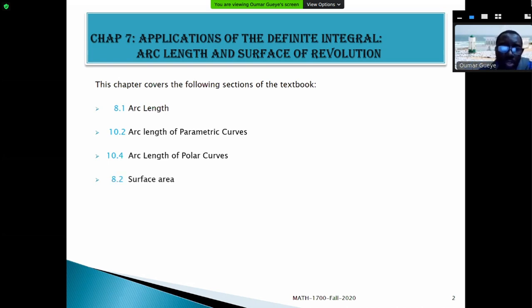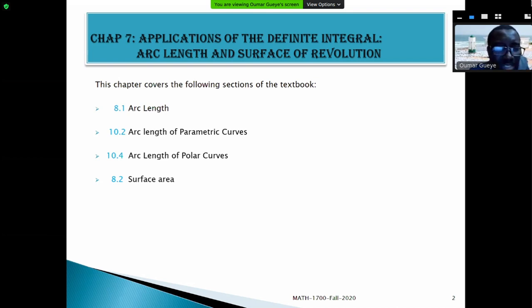And tomorrow, we will be focusing on the surface area in 3 dimensions. The surface area is obtained after rotating a curve about the x-axis or the y-axis. You guys remember when you rotate the area, you will get a volume. That's what we did before. But when you rotate just the curve, you will get a surface area, which we call a surface of revolution. So we'll see tomorrow how to calculate them.